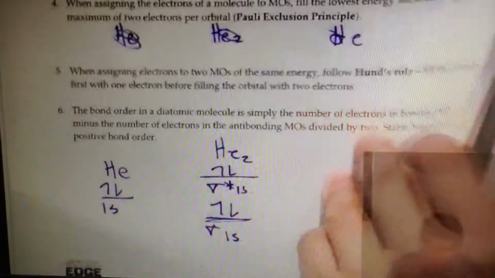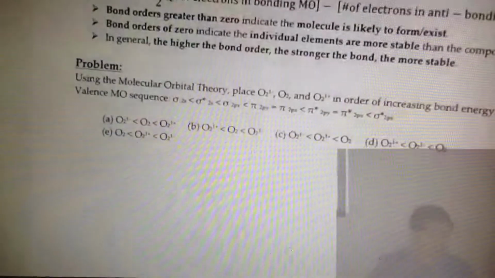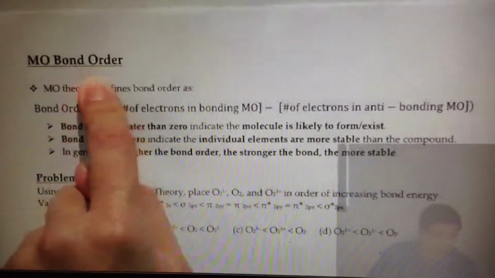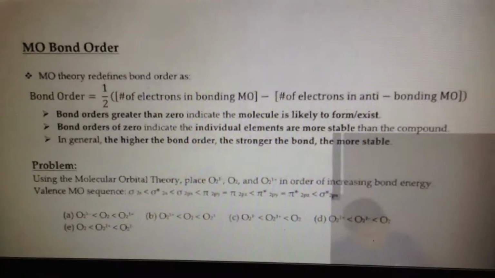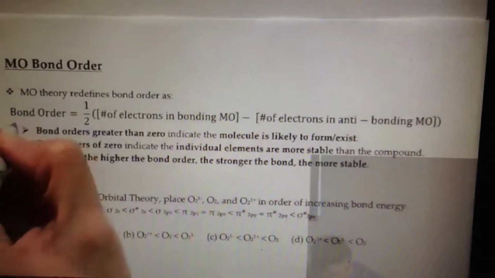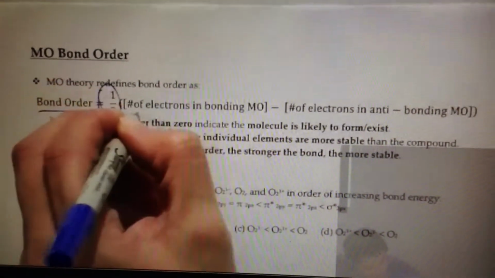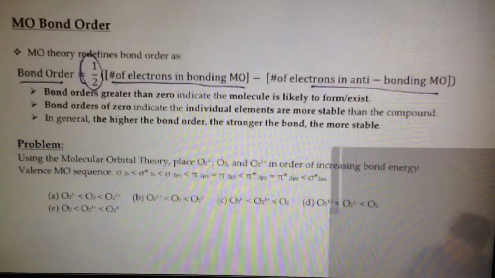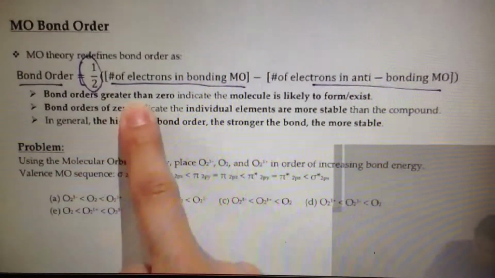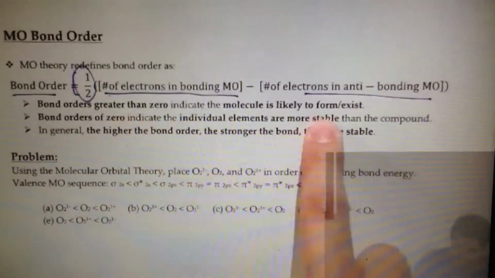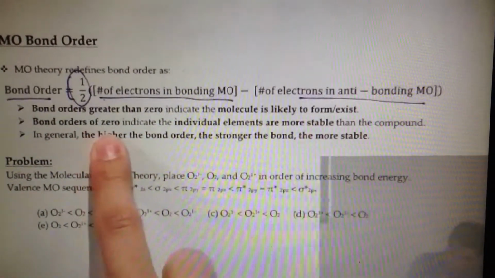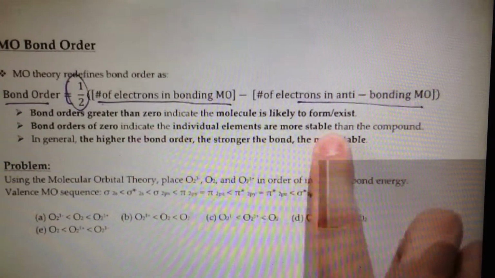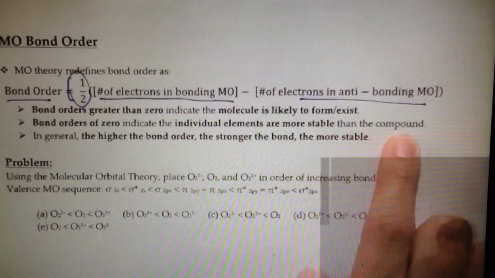Now, the other thing that they will ask you to do, aside from filling in the diagram, is answer some questions, like the bond order. They might ask you what the bond order is. It's a very simple formula. Bond order equals half times the number of bonding minus the number of anti-bonding. Okay? And a bond order greater than 0 means it is likely to exist.